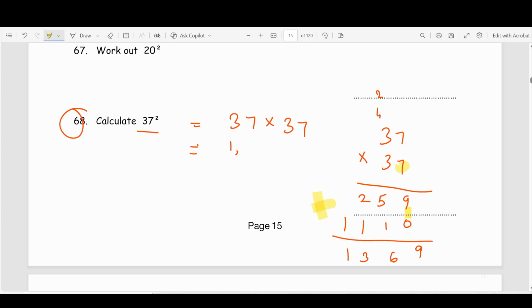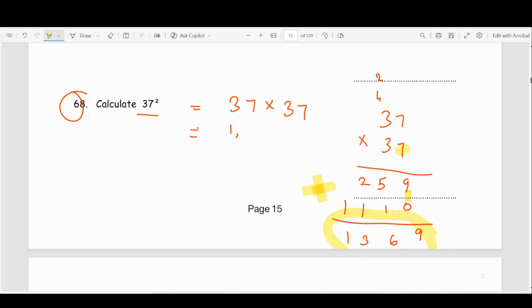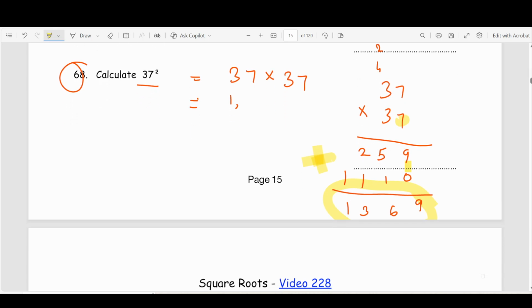I just added them. Right? So that's my answer, 1369. Okay? I think you made some calculation mistake. Can you check that? Do you get it?